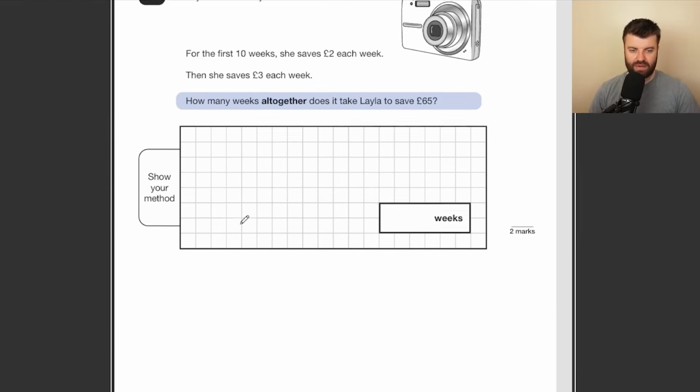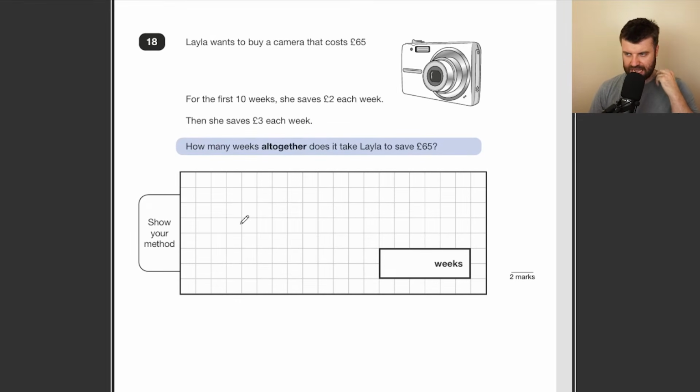Perfect. Next up, question 18. Layla wants to buy a camera that costs £65. For the first 10 weeks, she saves £2 each week. Then she saves £3 each week. How many weeks altogether does Layla take to save the £65? Well, firstly, let's jump forward 10 weeks because she does 10 weeks of saving £2. So £20 is saved in the first 10 weeks. So let's think, how many more weeks will it take? Well, we've got £65 to try and get to. We've already got 20, so we now need £45. And at this point, we're going to save £3 each week.